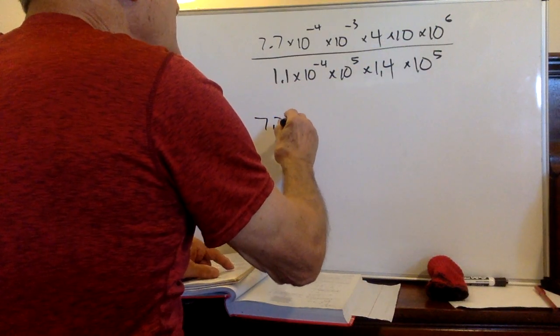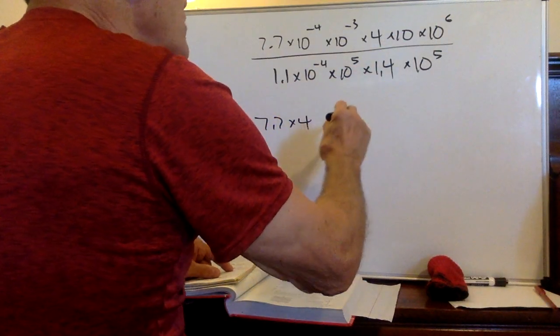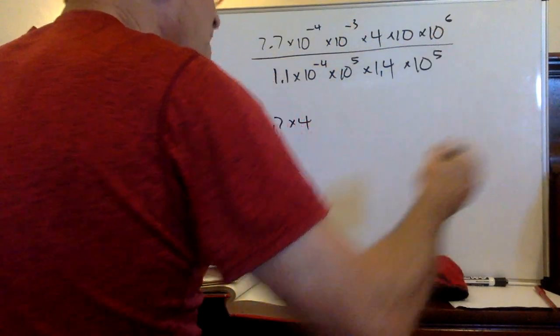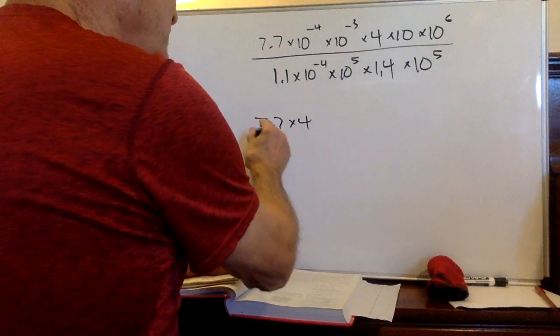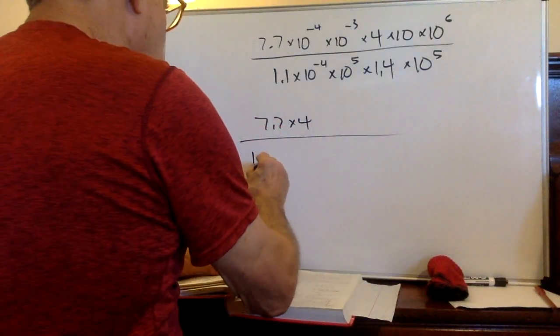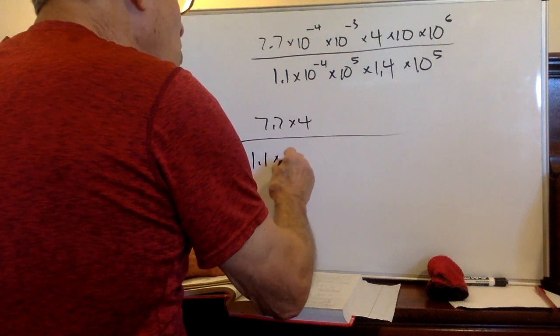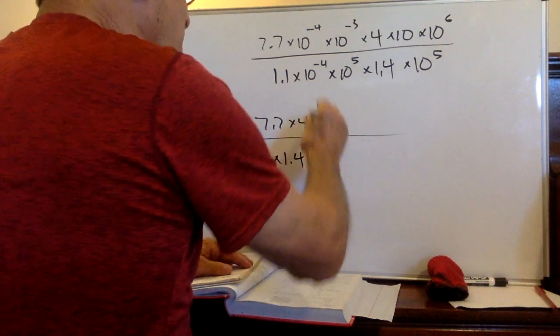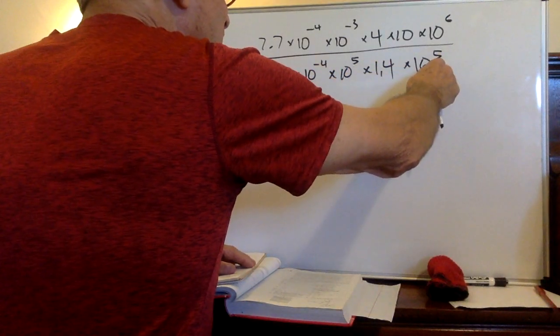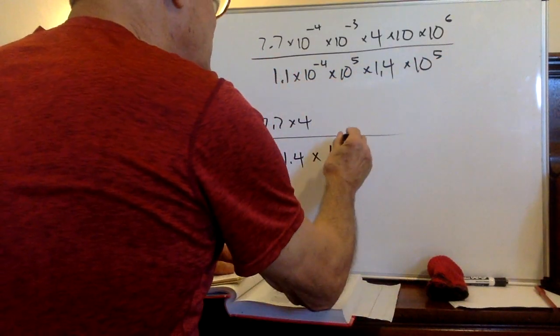All right, let's simplify the numerator. 7.7 times 4, leave those alone for right now. 4 minus 3 is negative 7, positive 7, 10 to the 0. My numerator simplifies to 7.7 times 4. The denominator, 1.1 times 1.4 times 10, negative 4 plus 5 plus 5 is 10 to the 6th.